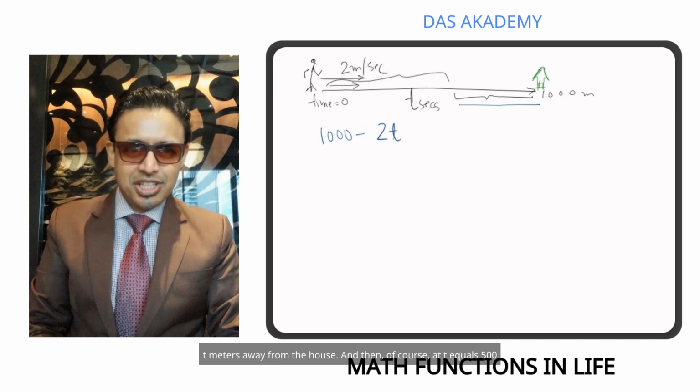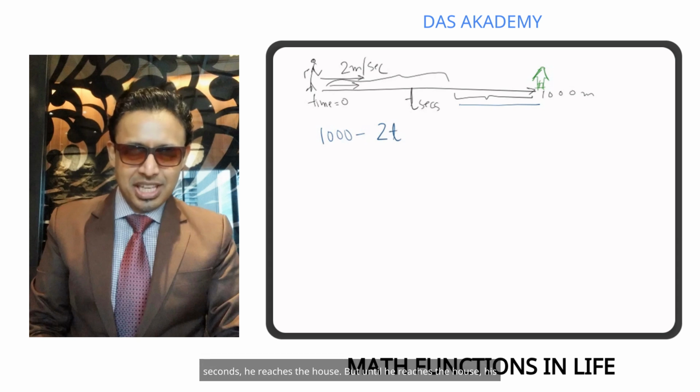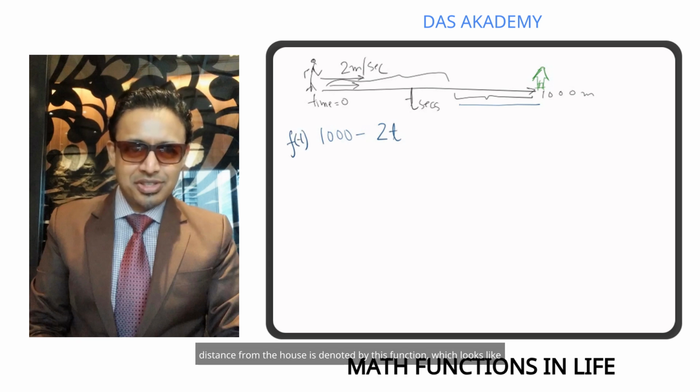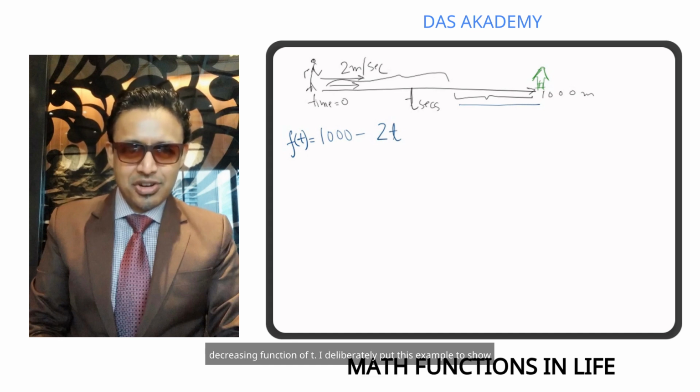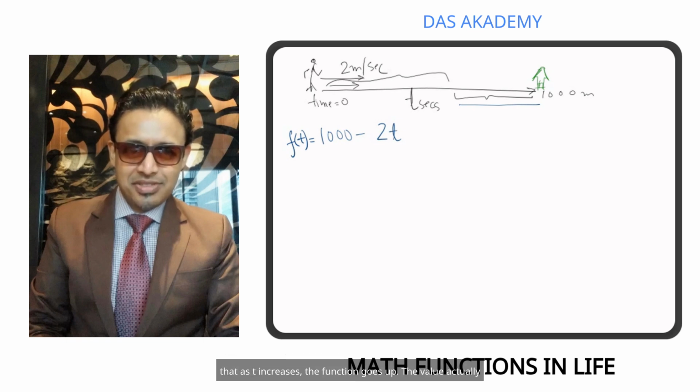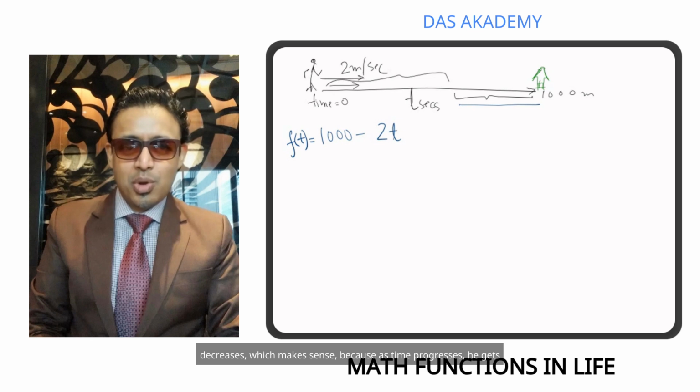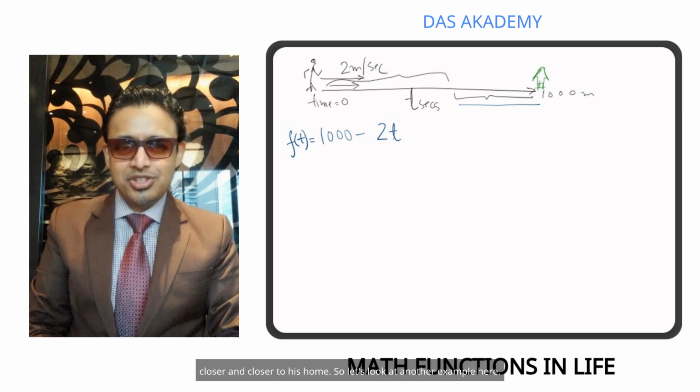And then, of course, at t equals 500 seconds, he reaches the house. But until he reaches the house, his distance from the house is denoted by this function, which looks like 1,000 minus 2t. You will learn later that this is called a decreasing function of t. I deliberately put this example to show that as t increases, the function value actually decreases, which makes sense because as time progresses, he gets closer and closer to his home.